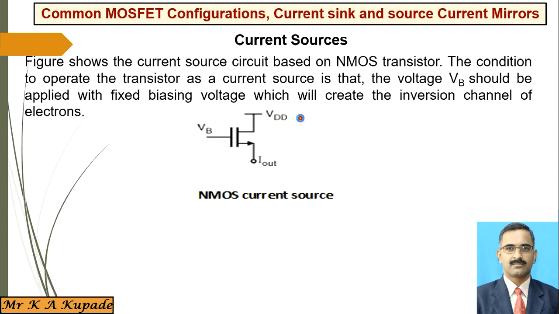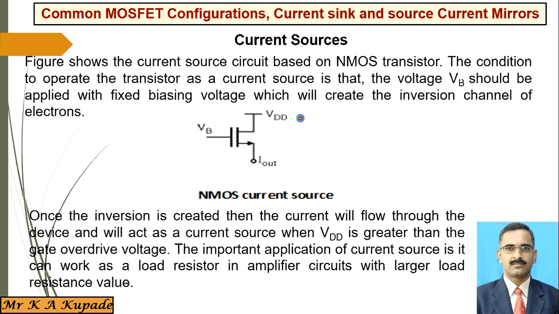This is the situation. So VB is important, and once the inversion region is created, current flows through the device, and it acts as a current source when VDD is greater than the gate overdrive voltage. An important application of the current source is that it can work as the load resistance in an amplifier circuit with a larger load resistance value.